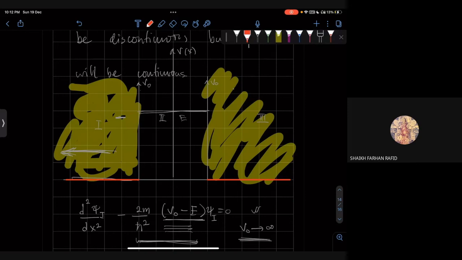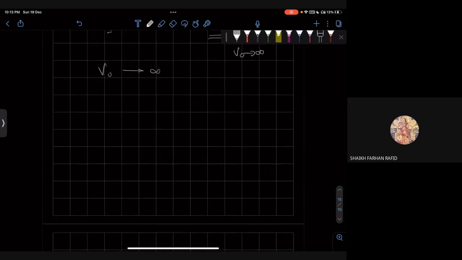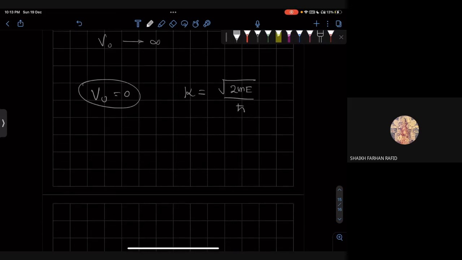So in the middle region, the solution of the equation is going to be simple, since V0 in the middle region is 0, right? V is 0. So if I define k to be the square root of 2mE over h bar, then in the middle region, psi 2 is simply going to be given by a prime, some constant, e to the power i kx, plus b prime, some constant, e to the power minus i kx, right?